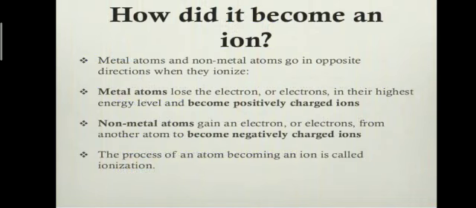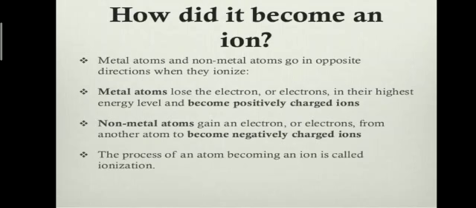How did it become an ion? Metal atoms and non-metal atoms go in opposite directions when they ionize. You have studied that ionic bond is between metals and non-metals. So the ionization will be between a metal atom and a non-metal atom.